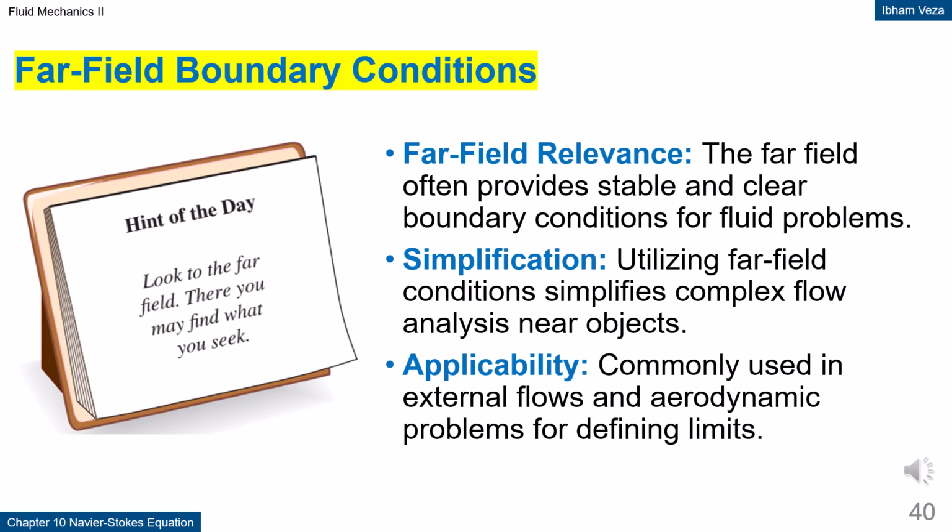Far-field boundary conditions. Boundary conditions in regions far away from an object are usually simpler and more stable. The far field is often used to define the flow behavior before it is influenced by the presence of an object. By specifying these conditions, the solution near the object becomes more controlled. This approach is very common in aerodynamics and external flow problems. The far field serves as an important reference for the entire flow field.